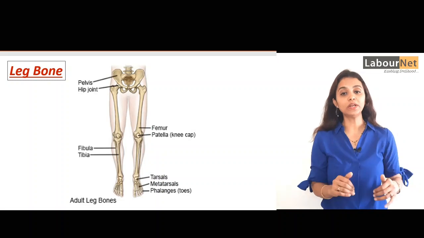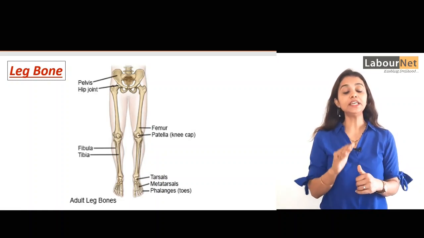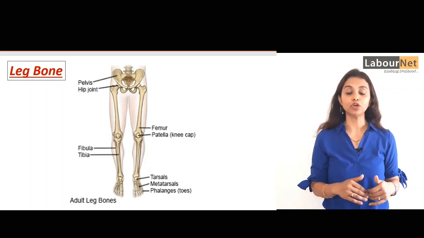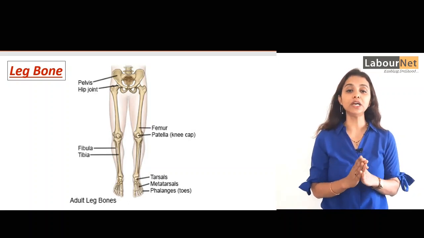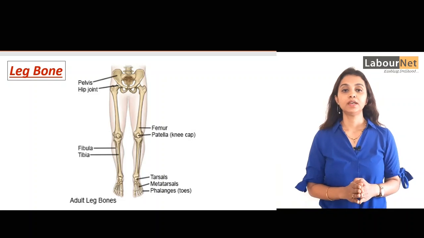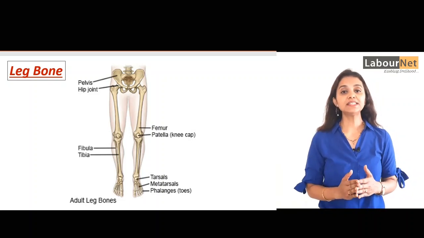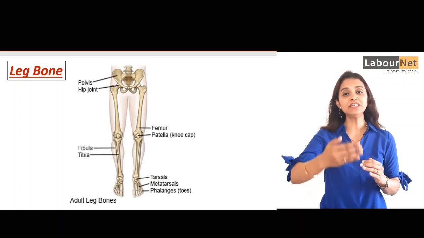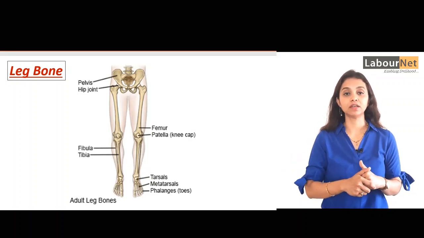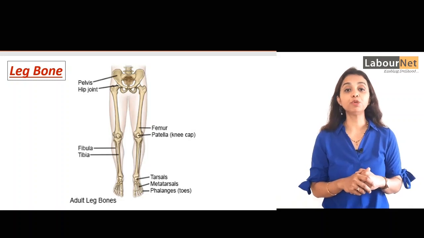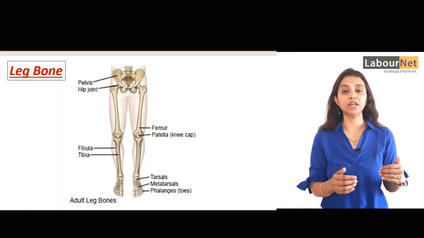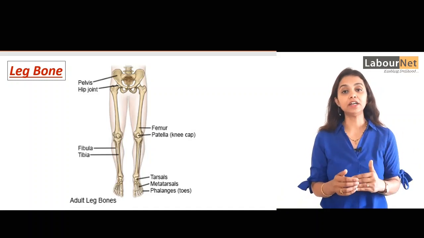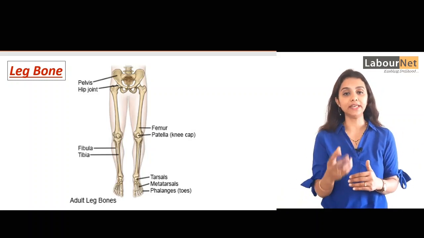Then comes the lower limb, that is your leg. Each leg is composed of 30 bones. First is femur. This is the largest bone of the upper leg. Next is tibia. Tibia is the main bone of the lower leg. It forms the shin. Shin means the front part of the leg. After that is fibula. Fibula is the second bone of the lower leg, found in the outer part of the leg. Then is patella. It is also known as knee bone or kneecap.